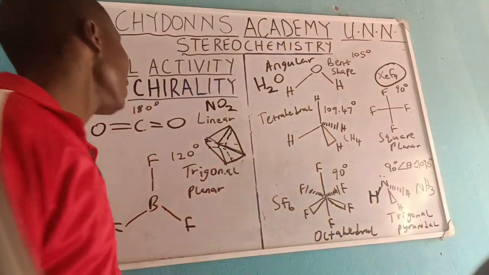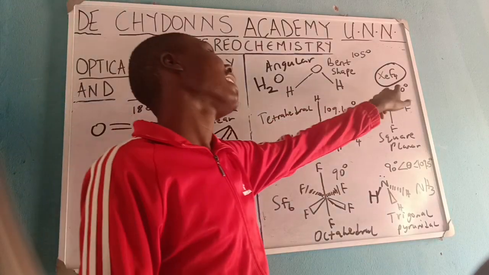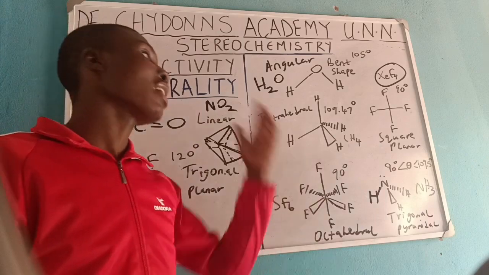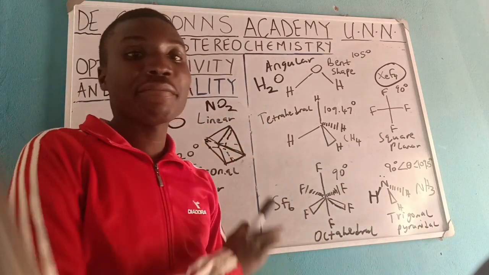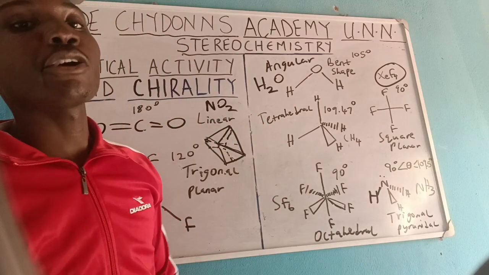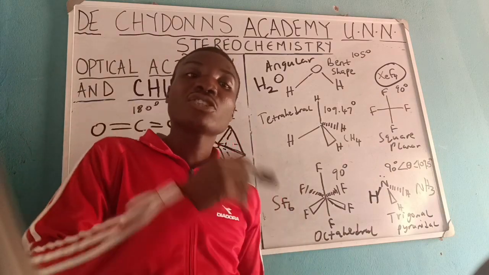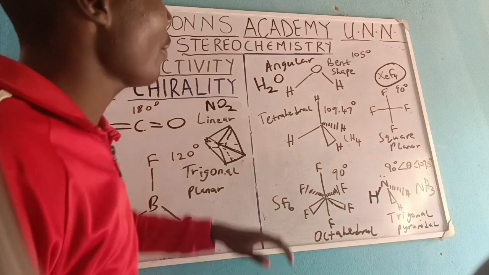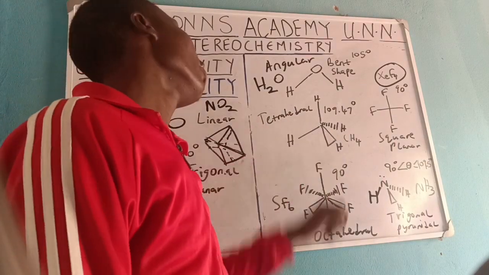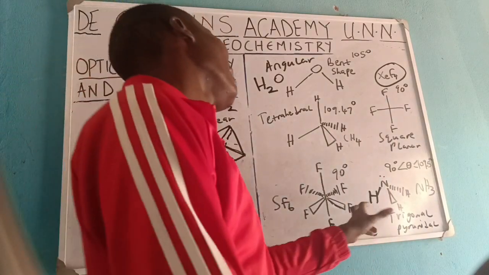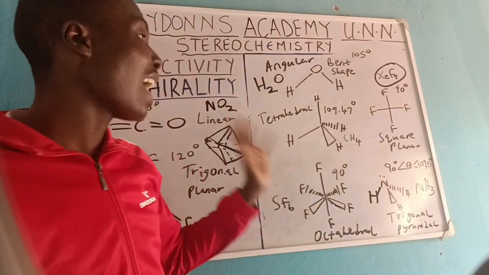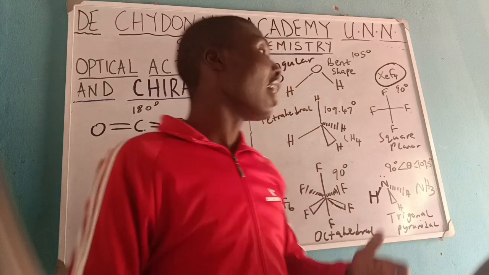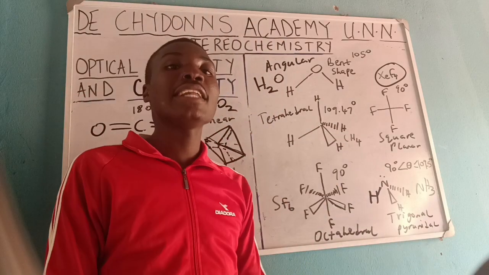So the implication is that any structure that is planar will always have an external plane of symmetry, and the implication is that planar structures can never be chiral, because the plane of symmetry automatically cancels out the criterion for chirality. But when we have shapes that are tetrahedral, octahedral, or trigonal pyramidal, with appropriate substitution and arrangement, it is most likely you can avoid having any form of plane of symmetry.